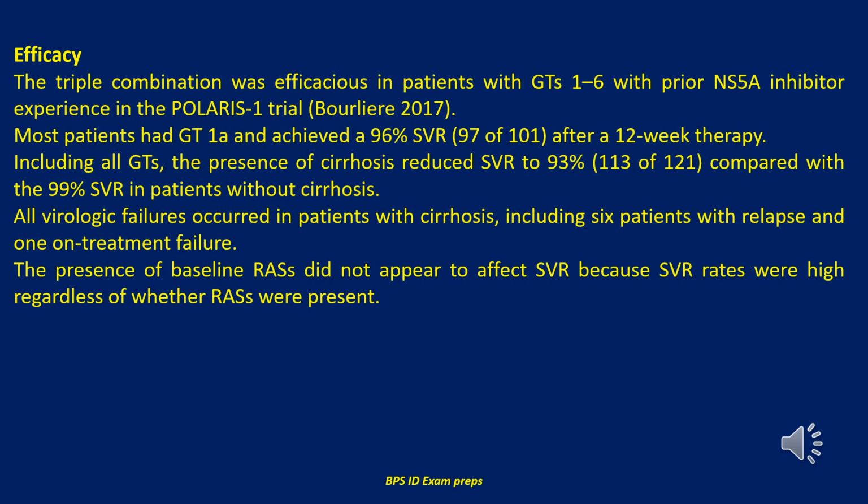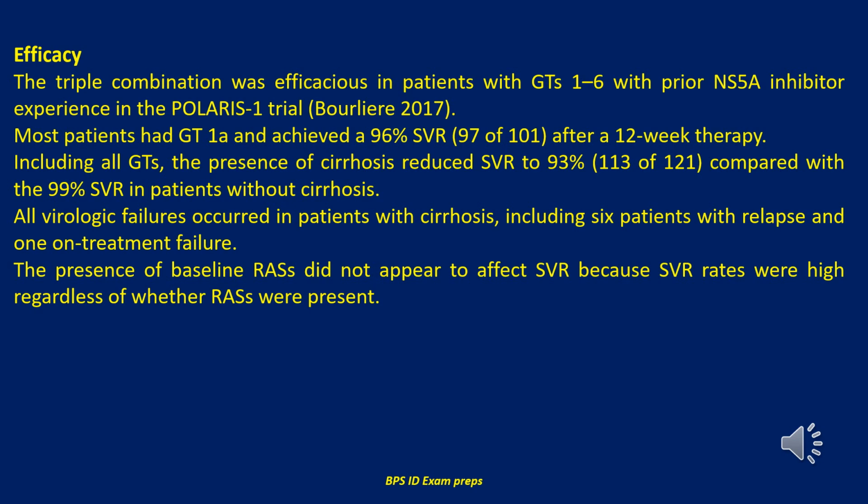Including all genotypes, the presence of cirrhosis reduced SVR to 93%, 113 of 121, compared with the 99% SVR in patients without cirrhosis. All virologic failures occurred in patients with cirrhosis, including 6 patients with relapse and 1 on-treatment failure. The presence of baseline RASs did not appear to affect SVR because SVR rates were high regardless of whether RASs were present.